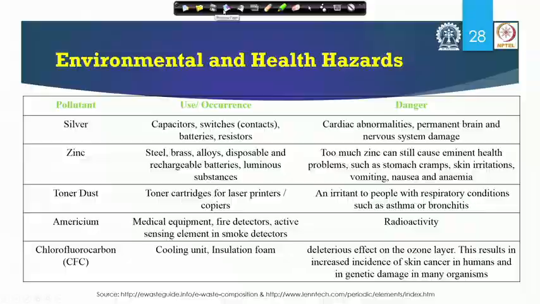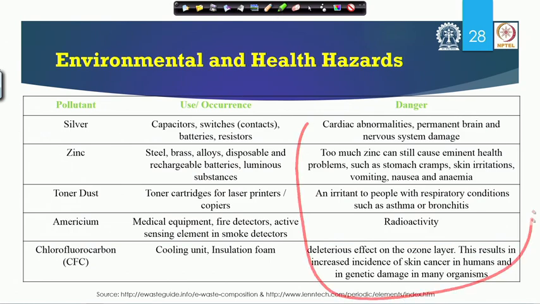Okay. So, it is listed over here, as you can see. So, for silver, zinc, toner dust, americium, and chlorofluorocarbon, it is similar to what you saw for the others. What we are trying to get out of this long list of pollutants is that they are all there on the periodic table. They are used in electronics, in different proportions and different quantities, for the function that we want out of the electronics. These are needed over there.